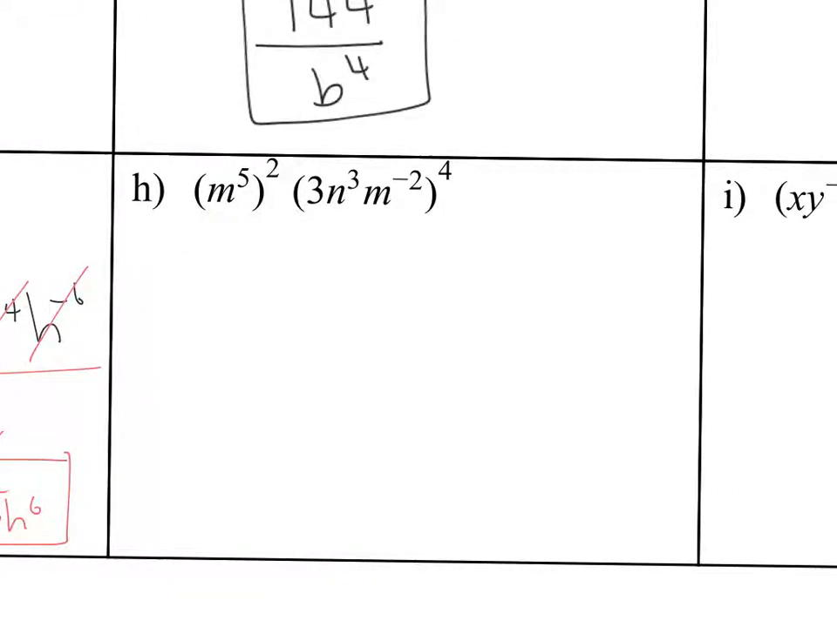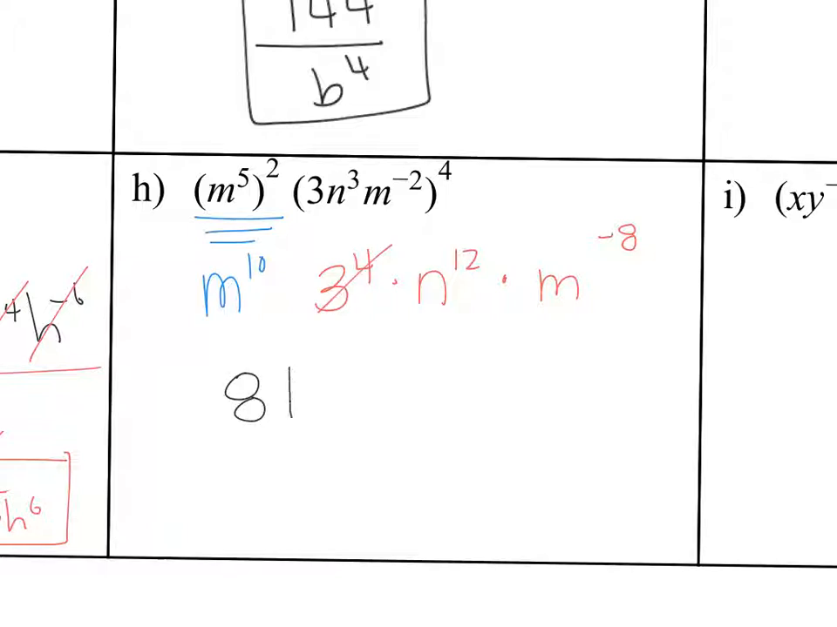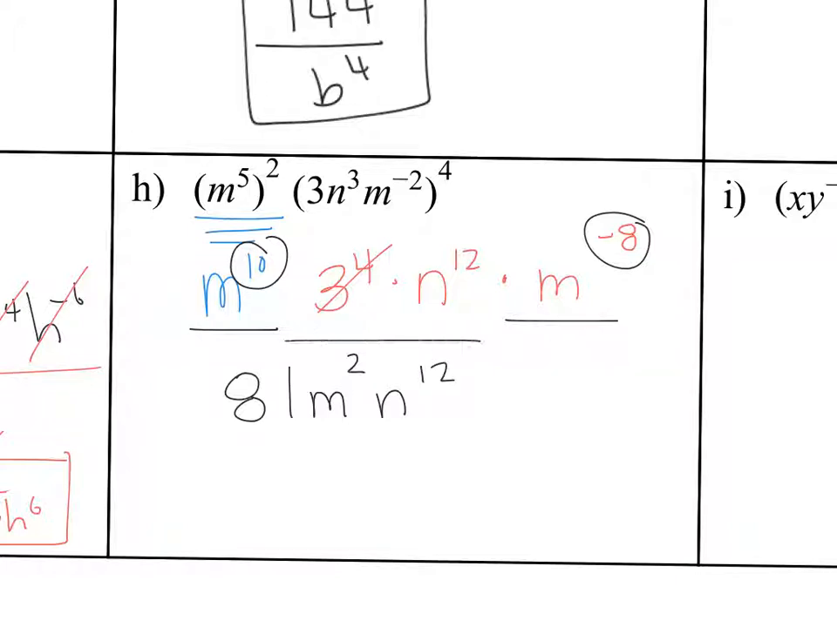So H, you've got two things going on. This part is going to be m to the 10th. Remember, you're multiplying these exponents. The second part is going to be 3 to the 4th times n to the 12th times m to the negative 8. Now I'm going to put this all together, and 3 to the 4th is 81. If I multiply m to the 10th times m to the negative 8, I get m to the 2nd, because I'm going to add the exponents, and this is going to be n to the 12th.